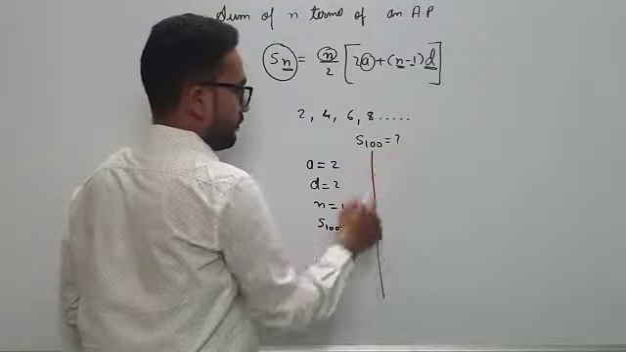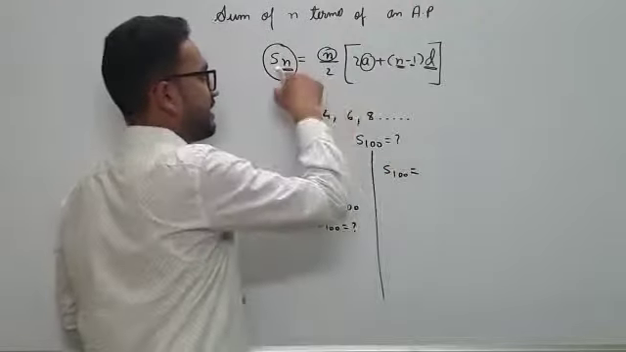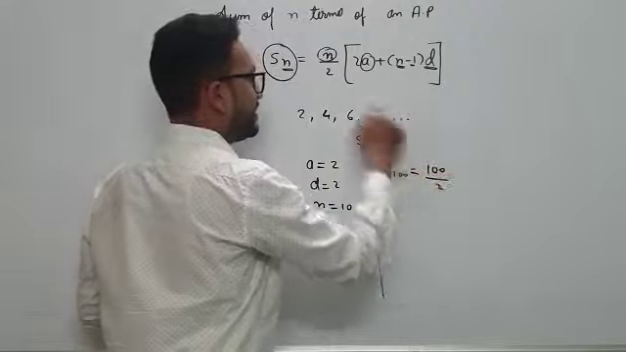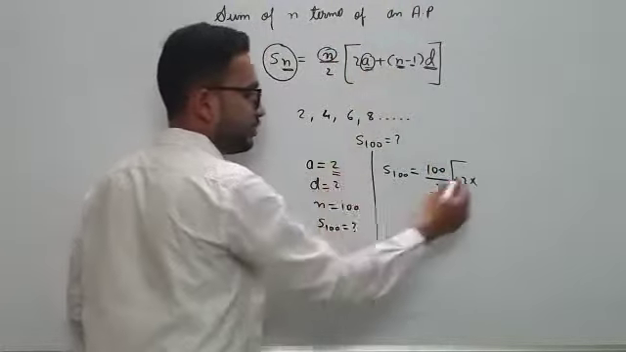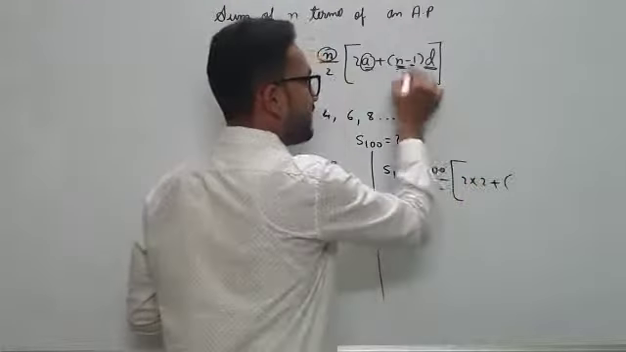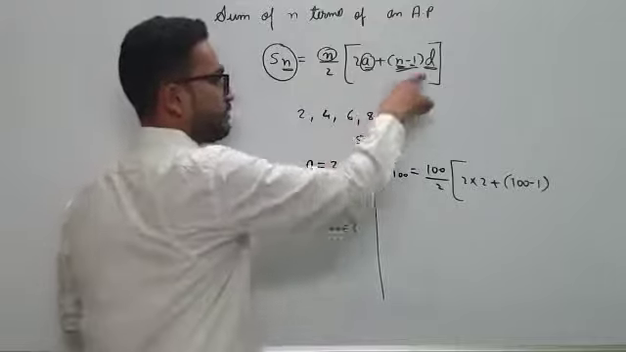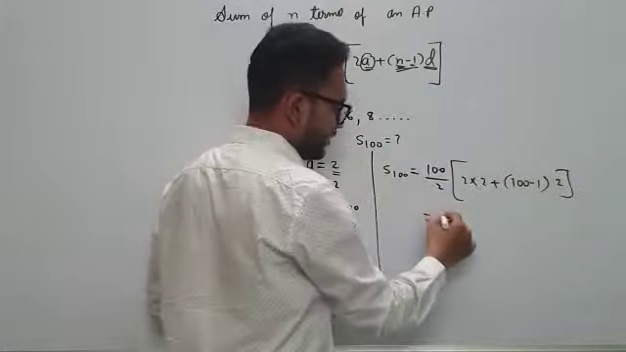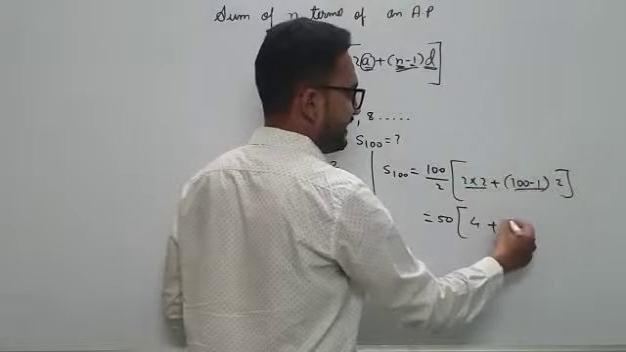So we'll put all these values in the formula. n by 2, where n is 100, so put n equal to 100 here. After that 2 into a, so a is 2, plus (n minus 1), so 100 minus 1, and the difference we have is 2. So 100 by 2 is 50. 2 2s are 4. And this will be 99 into 2.